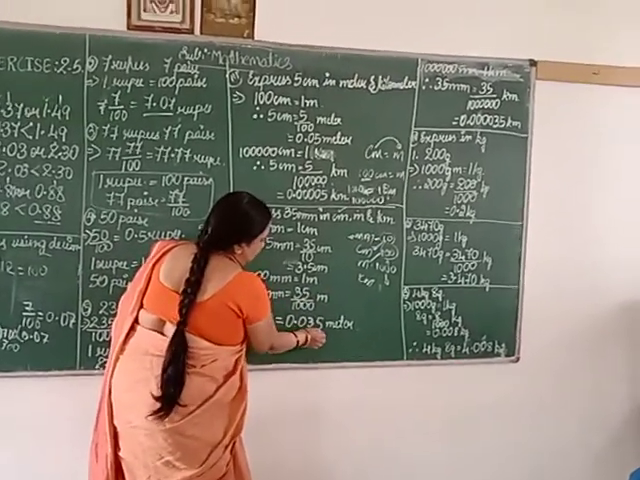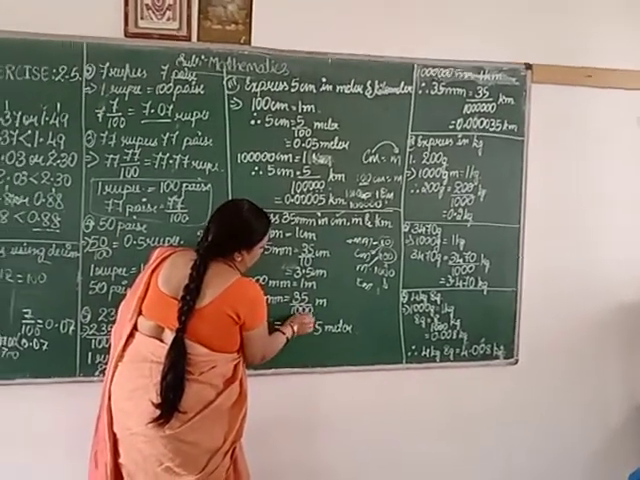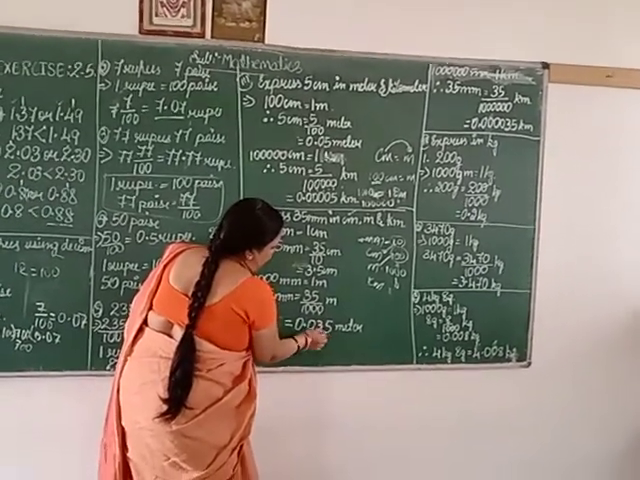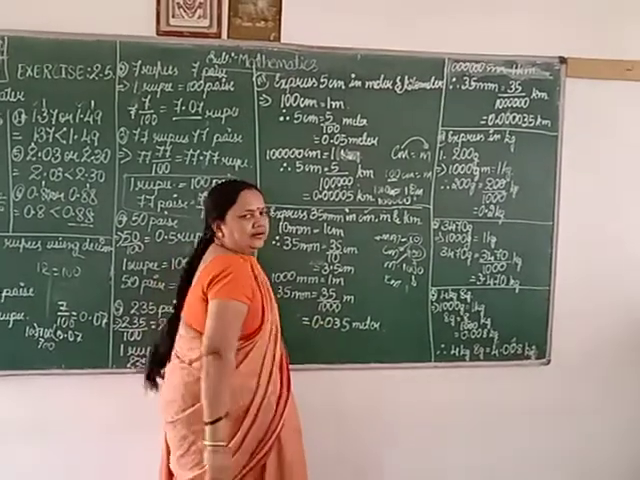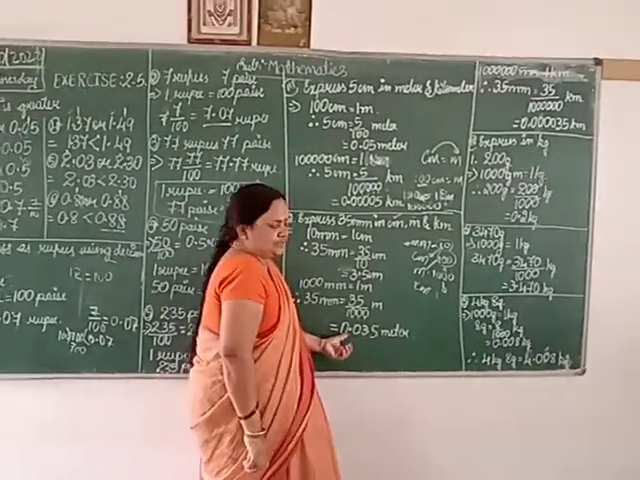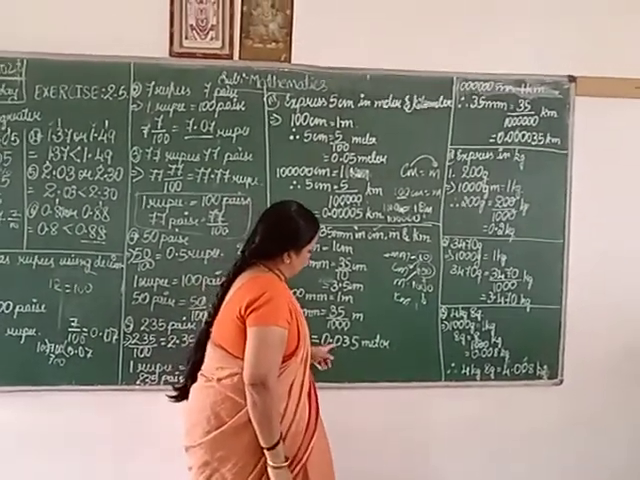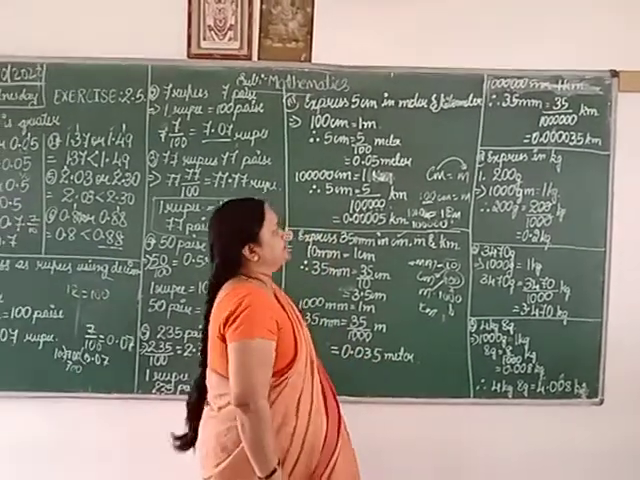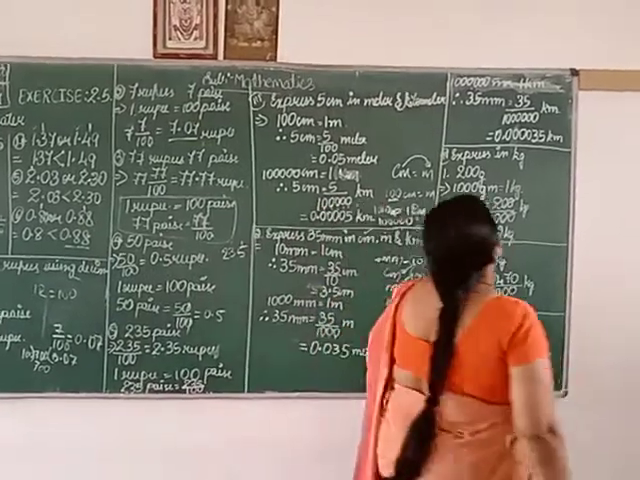Keep the 35 as it is. There are 3 zeros: 1, 2, 3. So we have 2 digits, and we must add one 0. 1, 2, 3, then the decimal point. This is the answer: 0.035 meters.